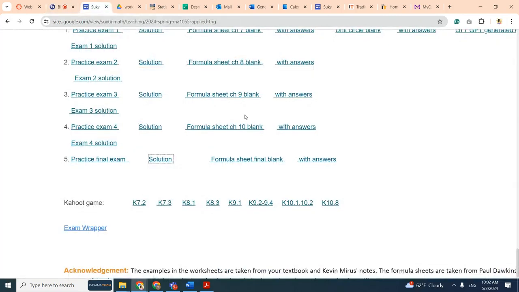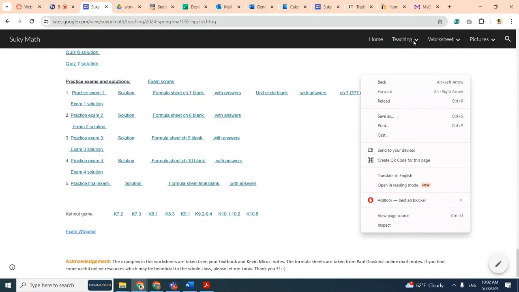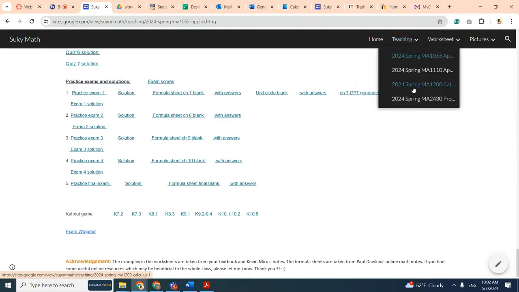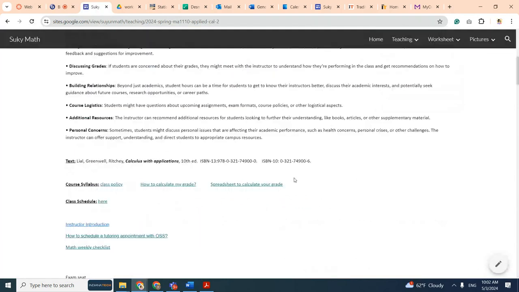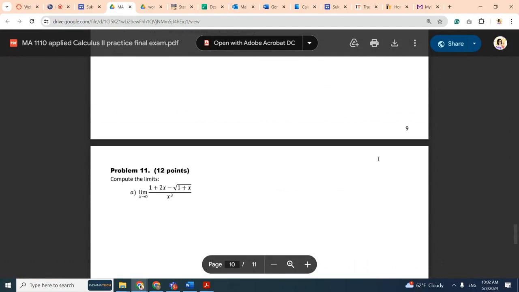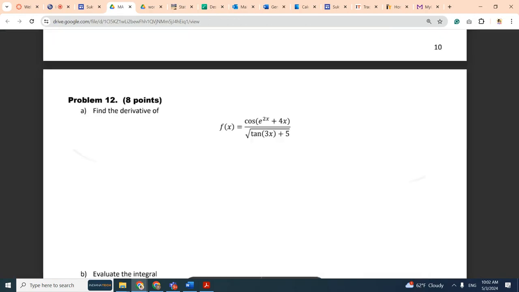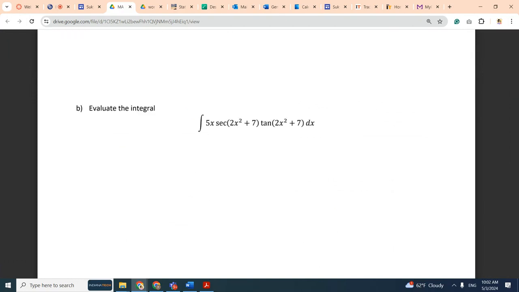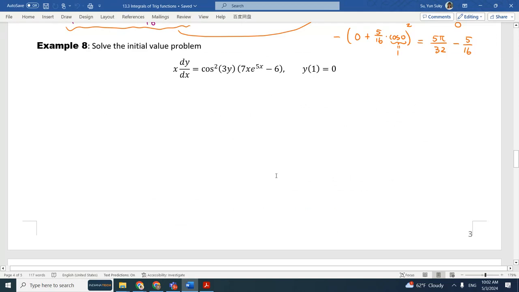So chapter 13, I told you that our final exam only has about two problems about chapter 13. If you click on the practice final exam, you can see the last problem, number 12. Part A is about the derivative of the trig functions, and part B is about the antiderivative of the trig functions. Which means what I'm going to talk about today won't be on your final, but you will see those problems in your last homework assignment.